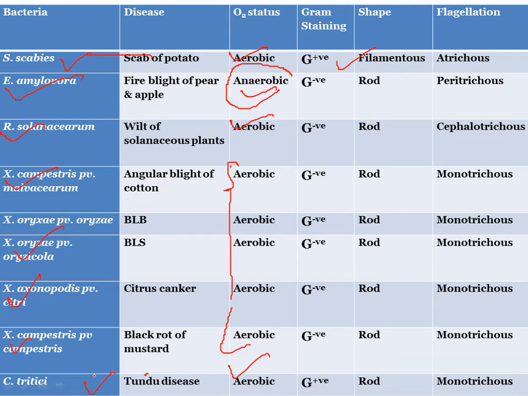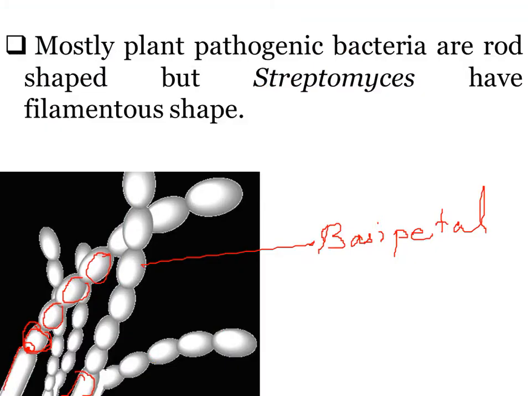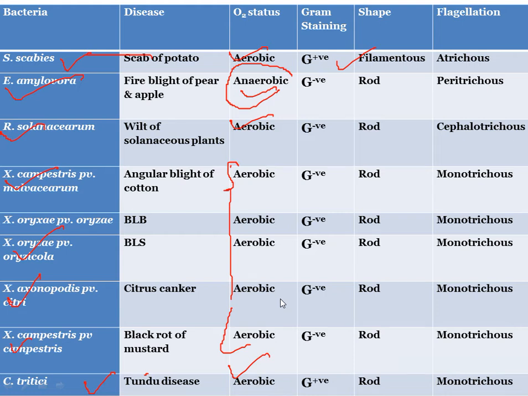Mostly plant pathogenic bacteria are rod shaped, but Streptomyces has a filamentous shape. You can also see it in this picture. This is Streptomyces, right? Here, don't get confused. Shape and form are different characters of bacteria. Some are L-form bacteria, right? You should know about L-form bacteria.